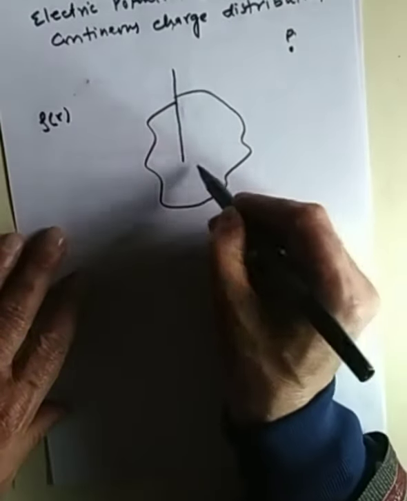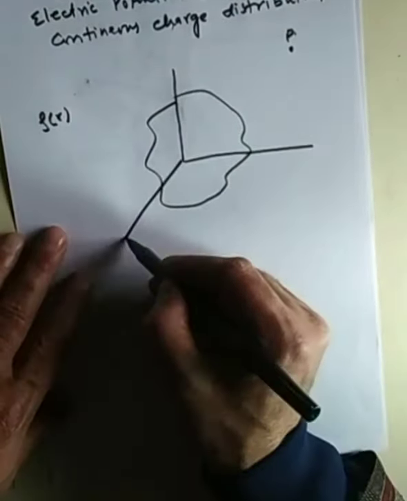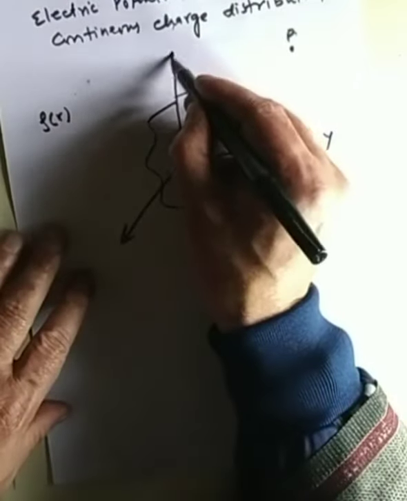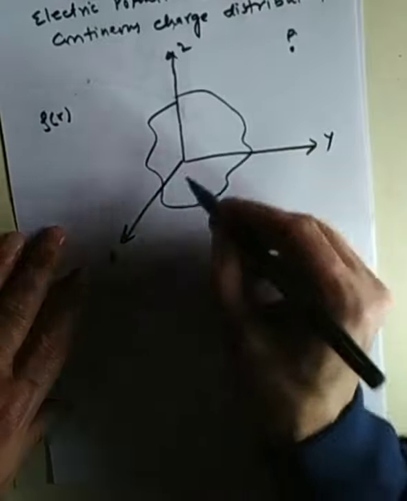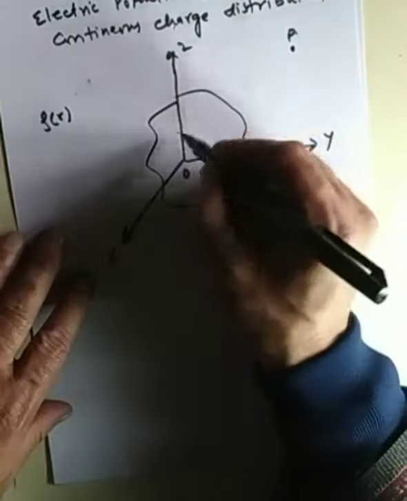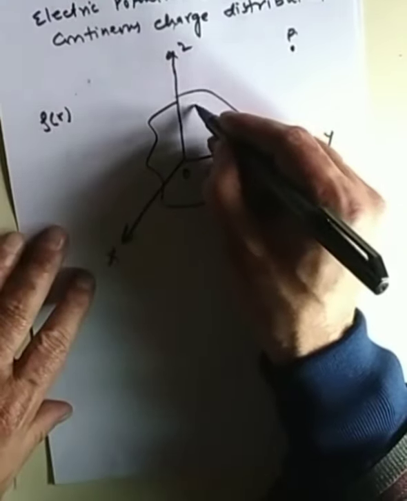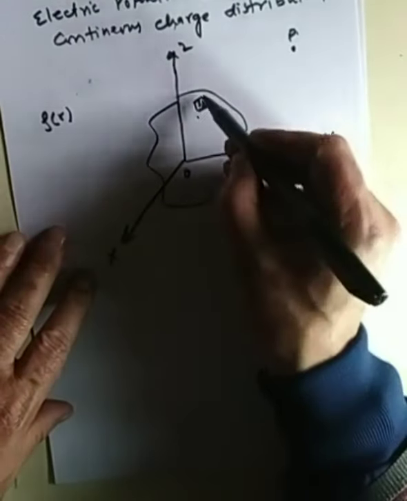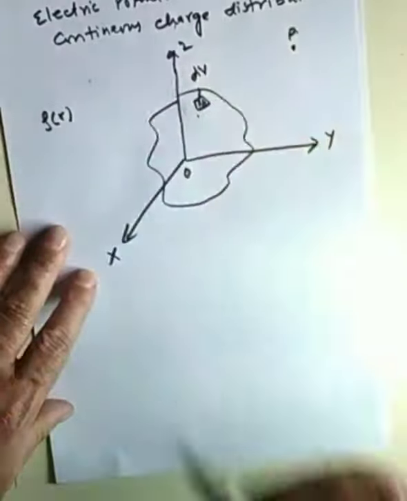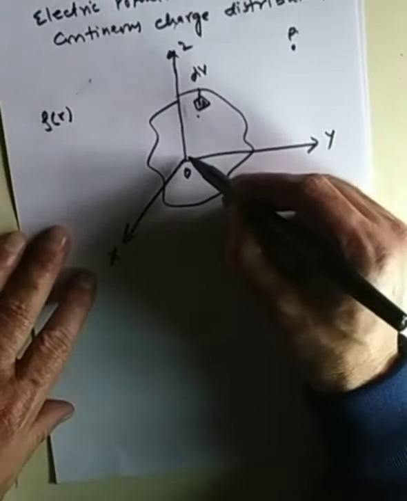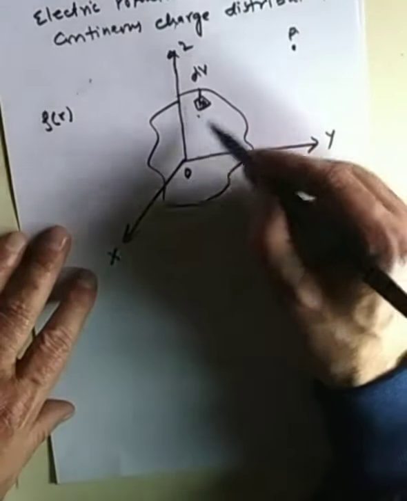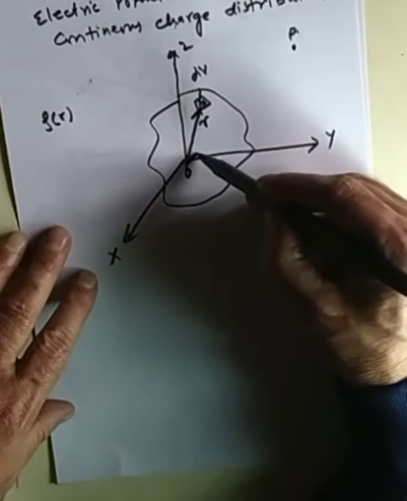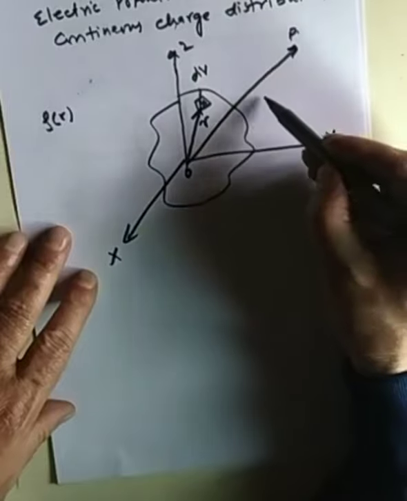Let us first of all take the coordinate axis. Let us say this is y axis, this is z axis, and this is x axis. This is origin. We divide this whole volume into small volume elements dv. Okay. Let's suppose that this volume element has a position vector r from the origin.